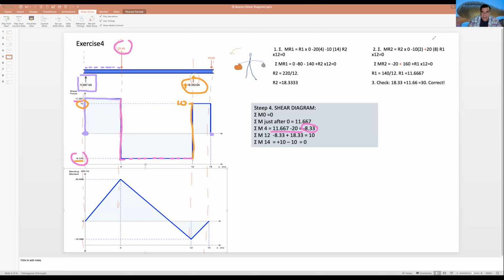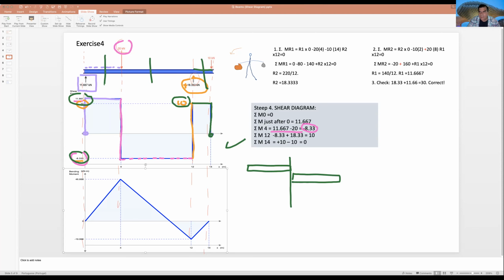And next, nothing happens here. I go straight. And I have a force of 10 going down. I go down 10 and I arrive at 0. I start at 0, I finish at 0. The maximum shear is 11.667. The second maximum is minus 8.333. Another one is plus 10. What this tells me is that the beam may break here or here, and there is less possibility of it breaking in this place. Remember, shear is like a scissor, it will break the beam like that. And this is ready.